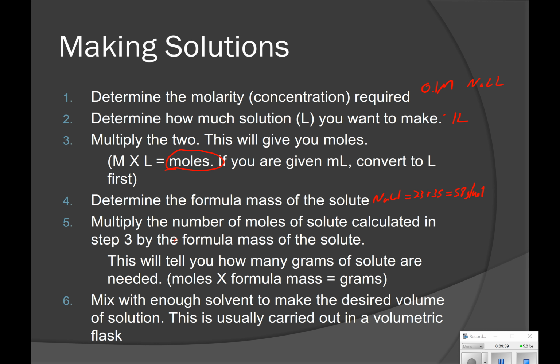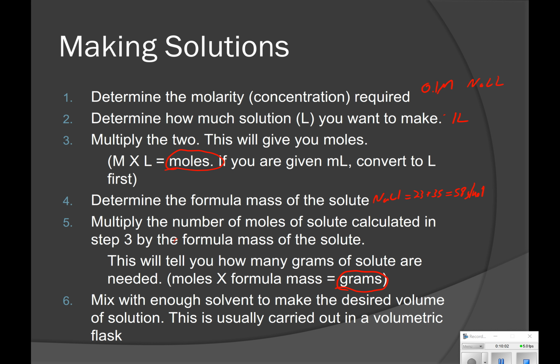Multiply the number of moles times the formula mass of the solute. So whatever moles we get here, we're going to multiply it by the mass of solute. And this will tell us how many grams of solute that we need. And that's what we're after here.